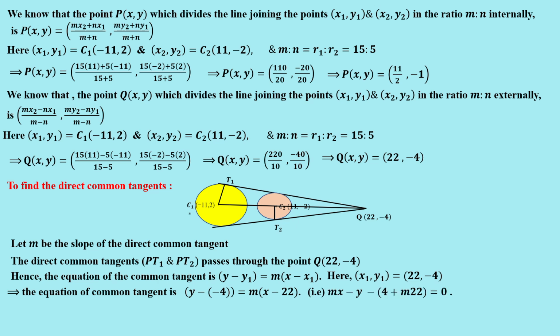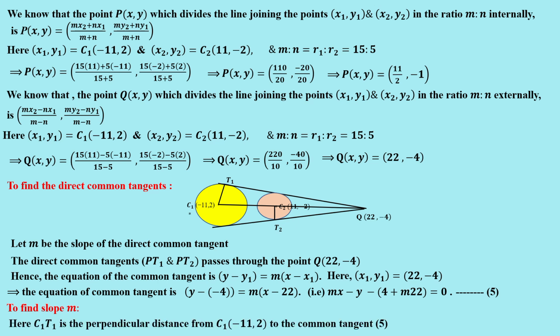So mx - y - 4 + 22m = 0, that is equation number 5. To find the slope m, here C1T1 is the perpendicular distance from C1, because C1T1 is the radial line, which is perpendicular to the common tangent, the distance of the common tangent from Q, that is QT1.